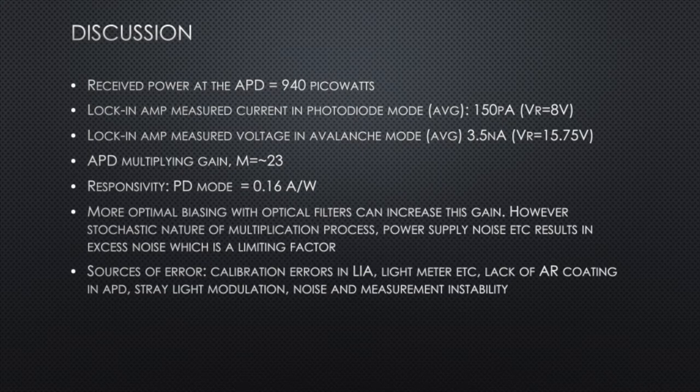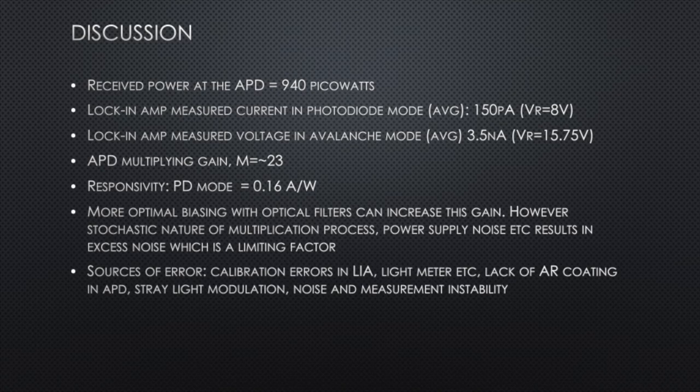So basically, the APD multiplying gain M is approximately 23 or so. The responsivity in the PD mode is roughly 0.16 amps per watt. Of course, improvements in biasing, as well as optical filters, can increase this gain, because some stray light that is not in the right frequency range could also impact the measurement, as well as give some wrong readings. However, the stochastic nature of the multiplication process will result in excess noise, which is a limiting factor in APDs. So if you want a very linear response, you've got to keep that multiplying gain fairly low to avoid distortion and so on in linear signaling.